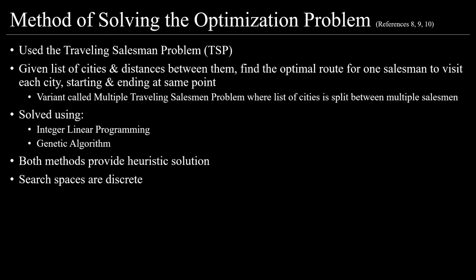While there is a wide variety of methods that can be used to solve a TSP, the method I used to solve case one was integer linear programming, and the method for case two was a genetic algorithm. Both methods provide a heuristic solution, meaning that while you might not obtain the optimum solution, you will obtain a near optimum solution at a much reduced computation time. And both methods provide a discrete search space.